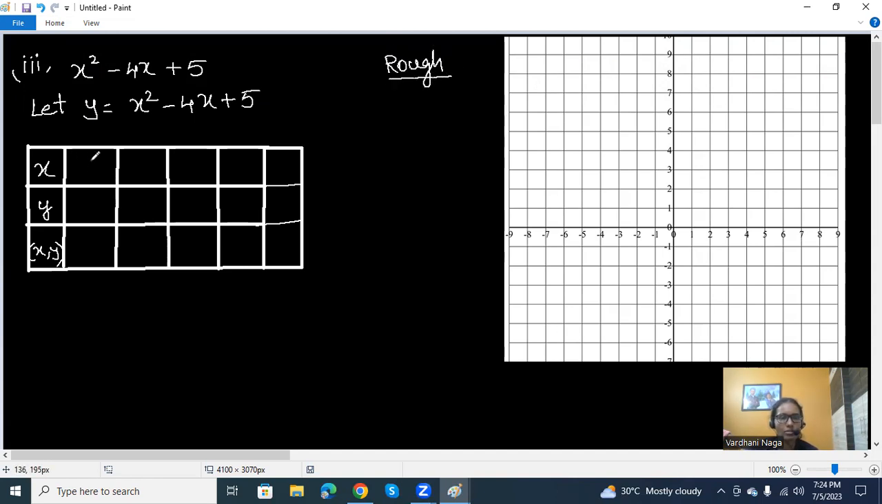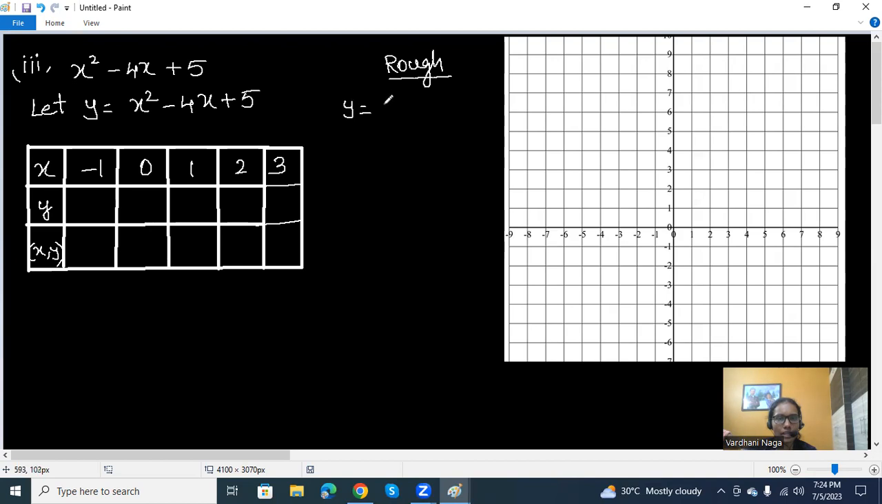So I suggest you take 2 negative values along with 0 and 2 positive values. So I'm taking here minus 1, 0, 1, 2, 3. At least 5 values should be drawn. So first, if x is equal to minus 1, then what is the y value?